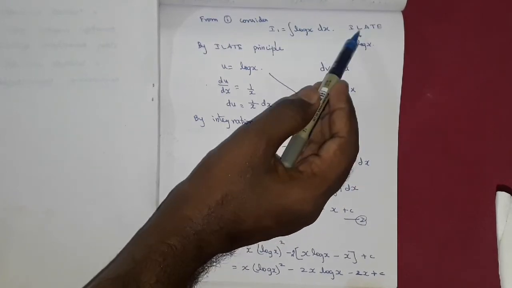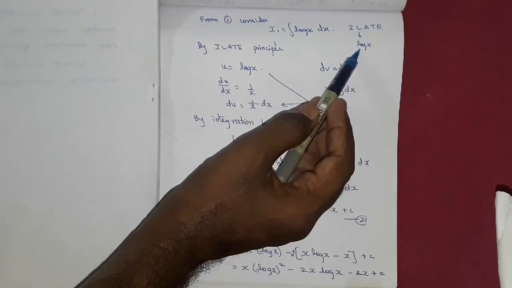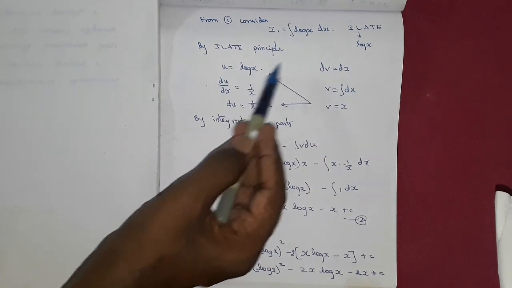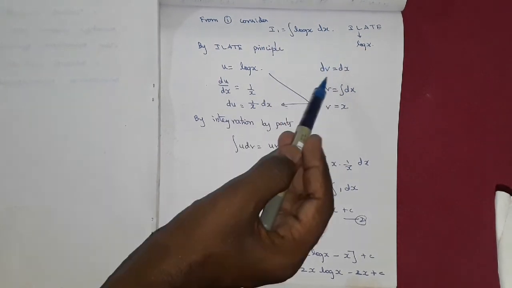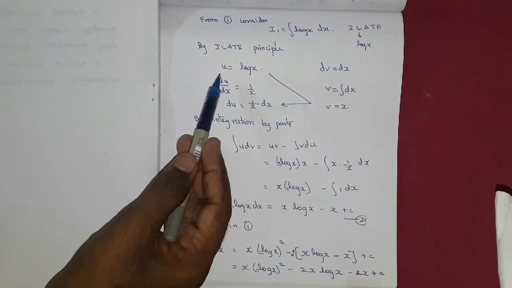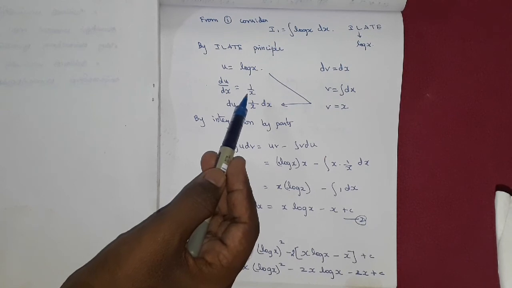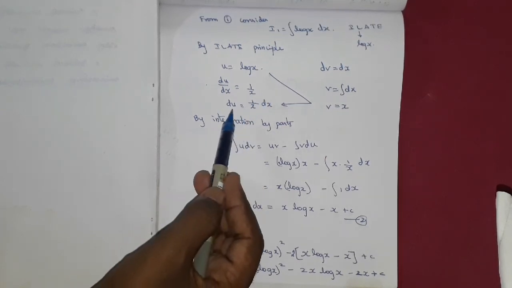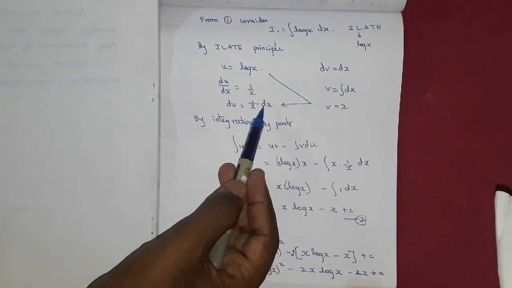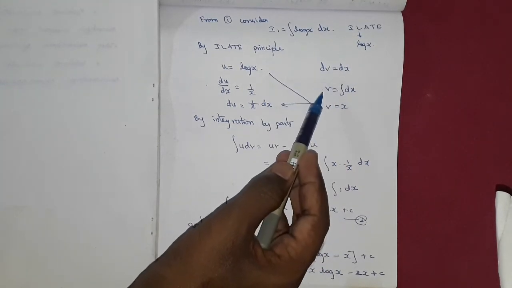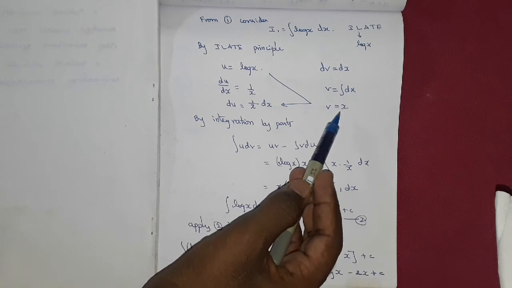So log x is the logarithmic function. So below L you write log x, and that is the only function present here. So u equal to log x. So the dx must be dv, right? When you differentiate u, you get du by dx equal to 1 by x. Take dx to the other side. So du equal to 1 by x into dx, right? And this side fully integration. So when you integrate dv, you get v, and when you integrate dx, you get x.